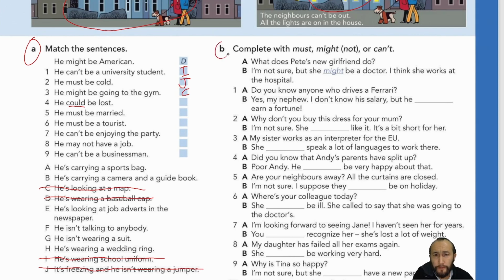Now we are moving to exercise B. Complete with must. That's like 90% certainty, I would say. 90%, this is how I usually explain to my students. Might not, this is like 50%. You're not very sure, 50 to 60% as well, why not? And can't is also 90% certainty, but this is for impossible things. Must is for possible things. All right, let's get started.